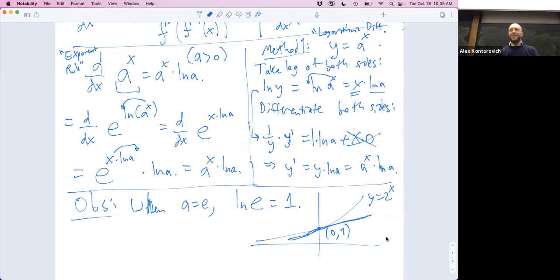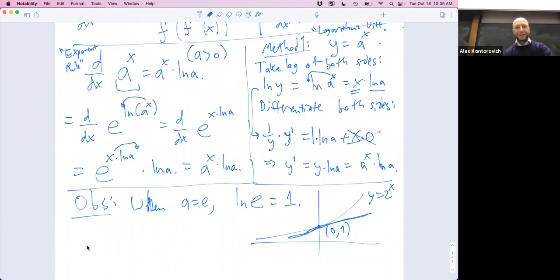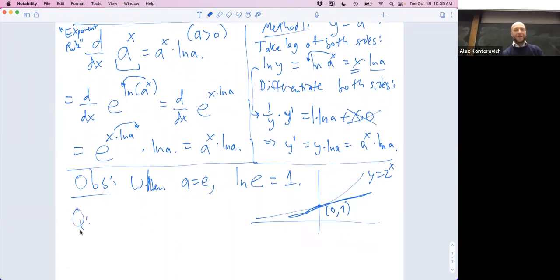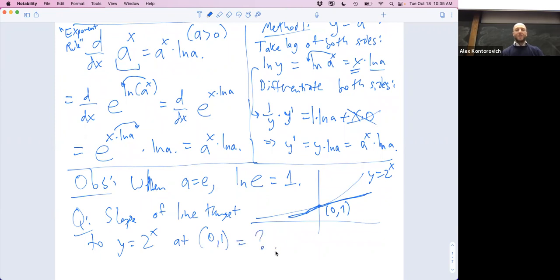That's a good guess. Well, just think about what the slope would be. We want to differentiate 2 to the x. Here's a question. Think about this for a second. Question: what is the slope of the line tangent to y equals 2 to the x at the point (0, 1)? What is the slope? How do we work out slopes?